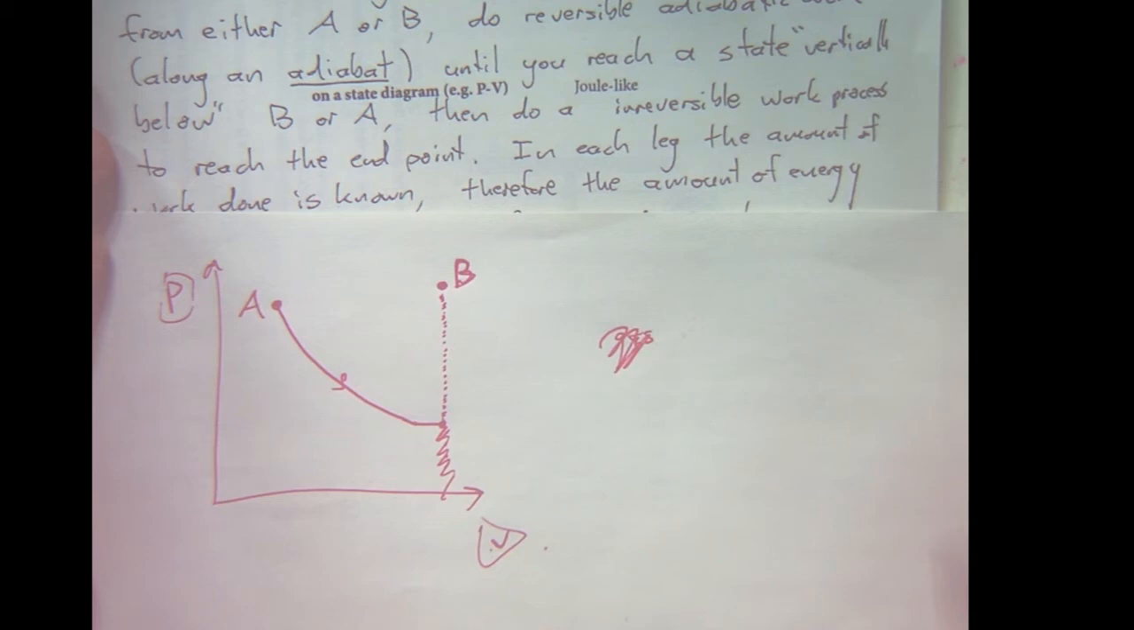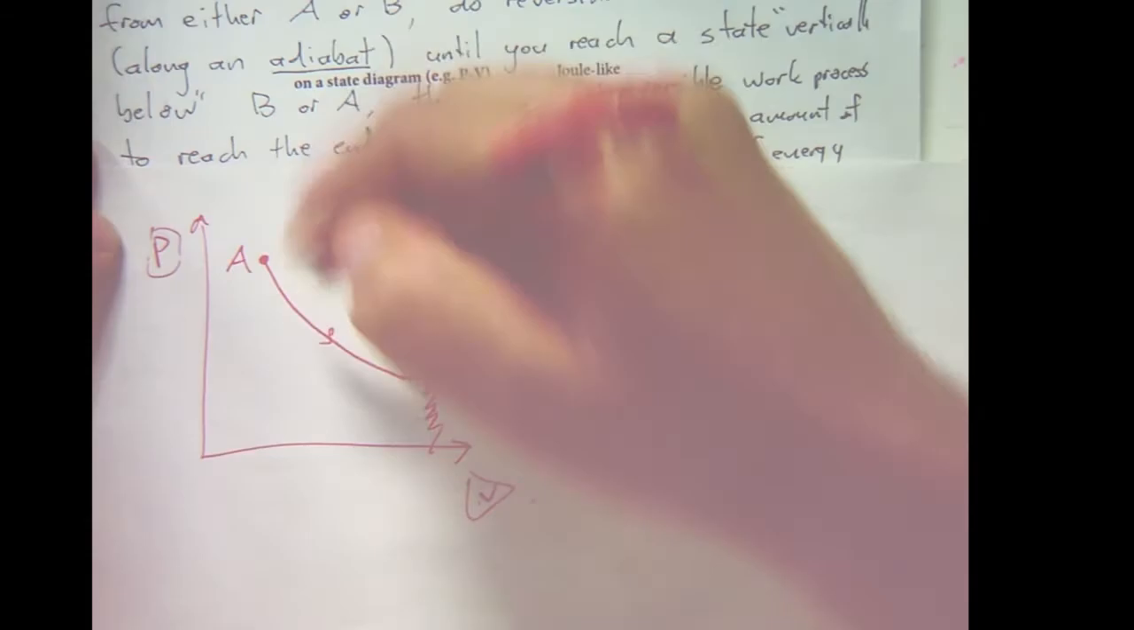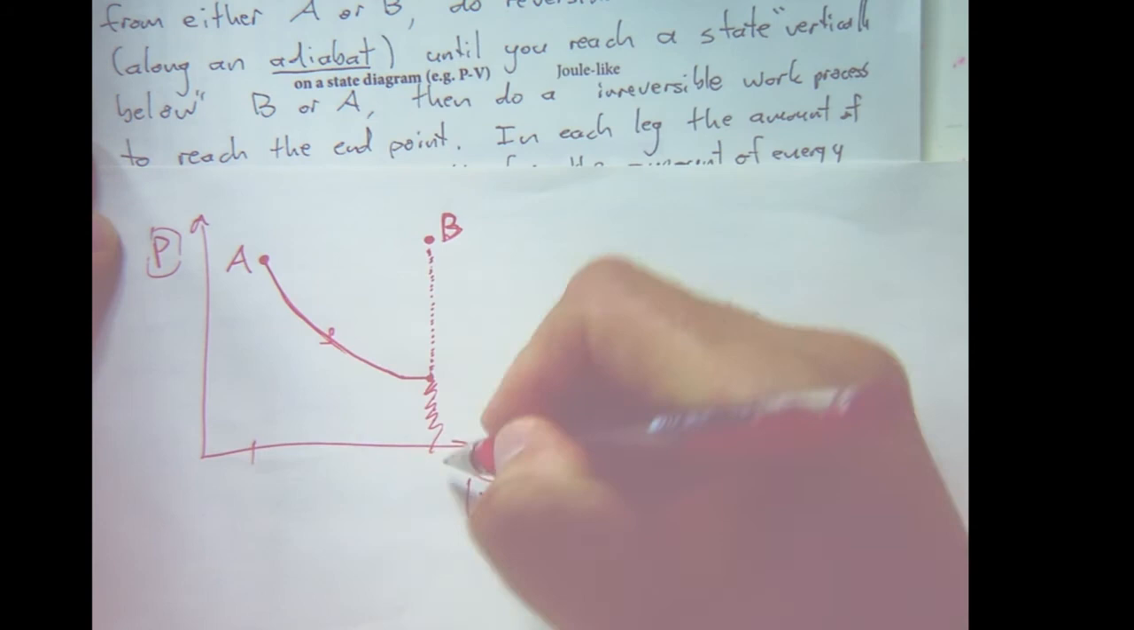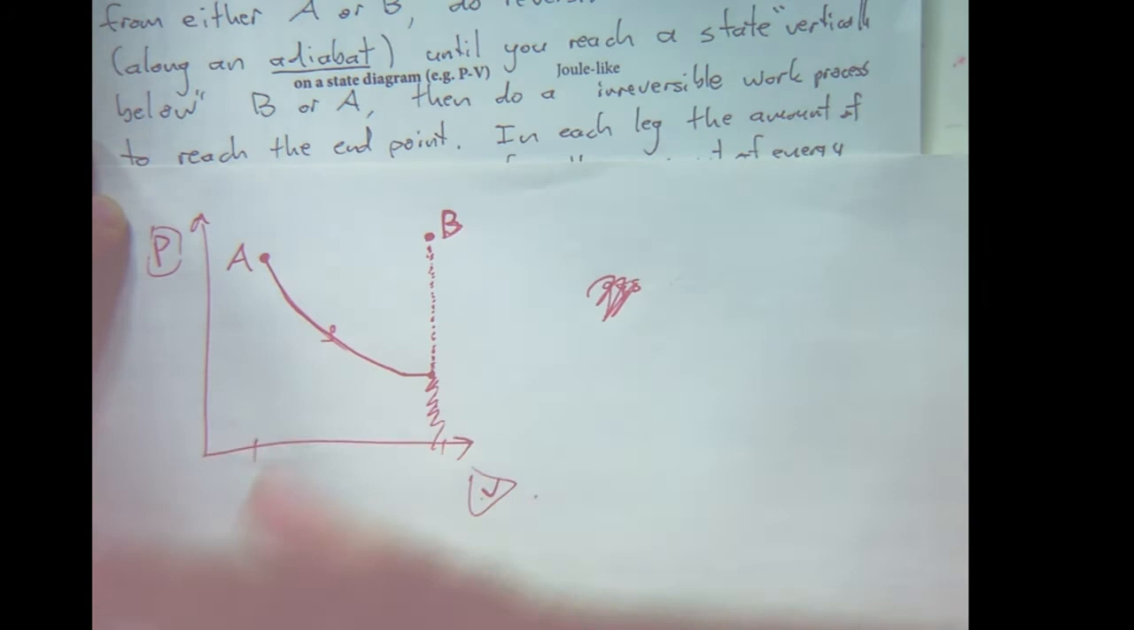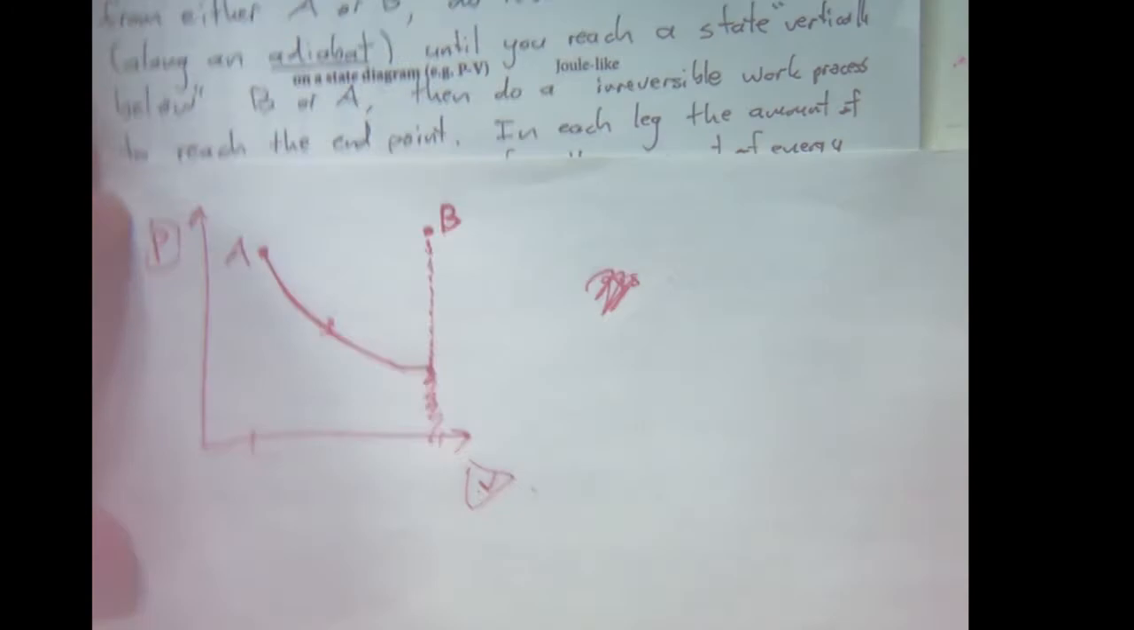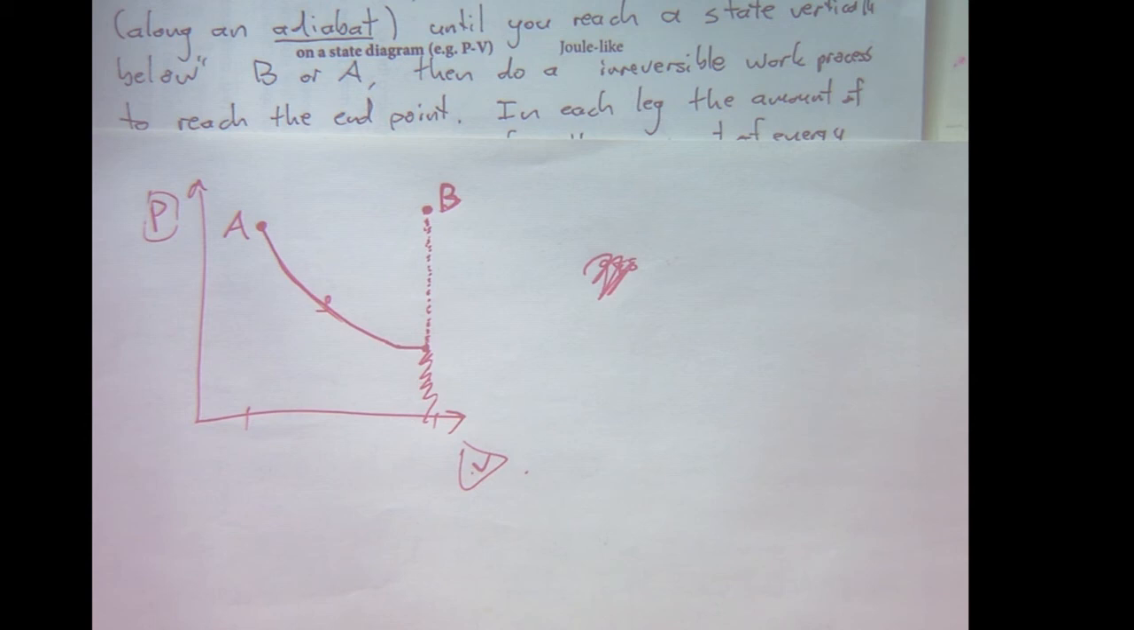So in this leg here, I know the change in the volume, I've measured the pressure, and I know how much work is done. In this process here, from here to here, I know how much energy is put into the system. In fact, it has to be taken out of the system, so it's negative, doesn't matter. We know what the work done is. For this one here, if the paddle wheel is driven by a falling weight, then we know how much work is done on it.